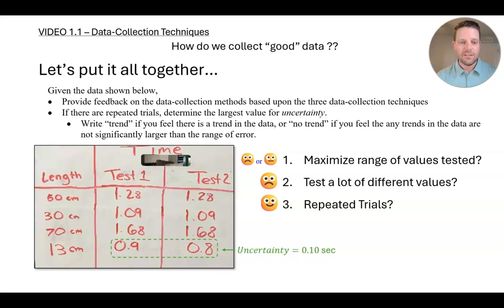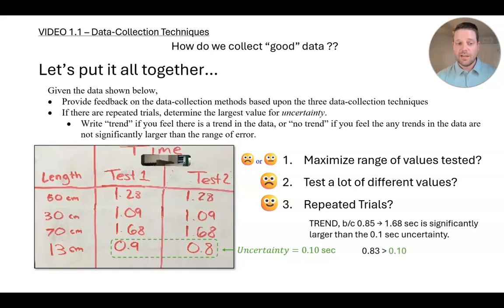And so now if we assess, is there a trend in this? I would say yes, there is a trend, because if we look at the average values for all these different 4 values, the average went from 0.85 to 1.68. And so that would mean that the difference here, 0.83, is much bigger than the 0.1 error. And so that would mean there is a trend.